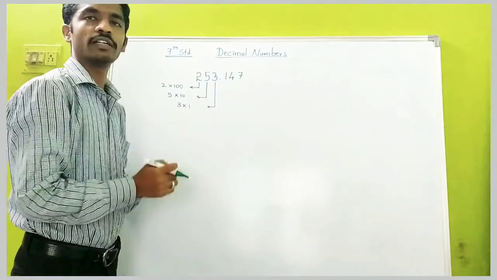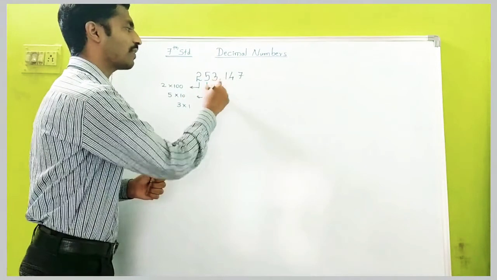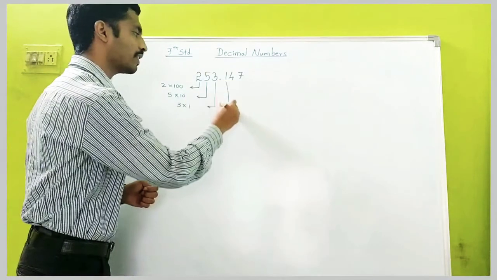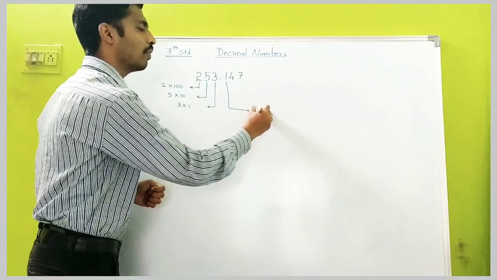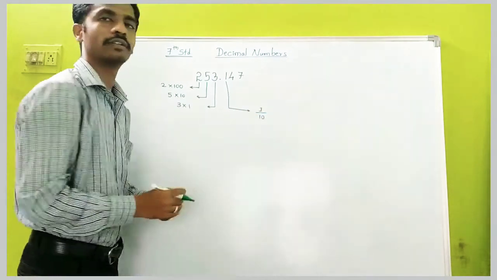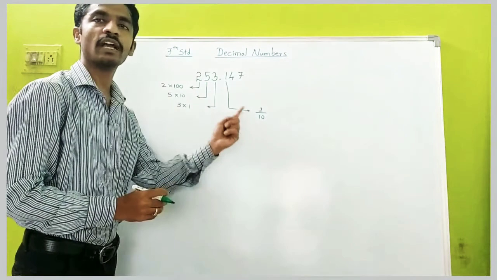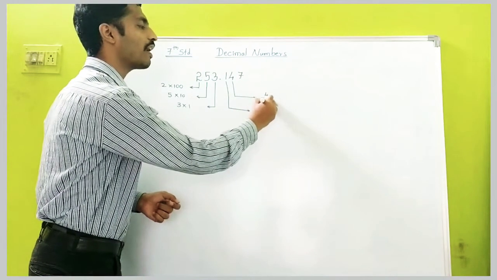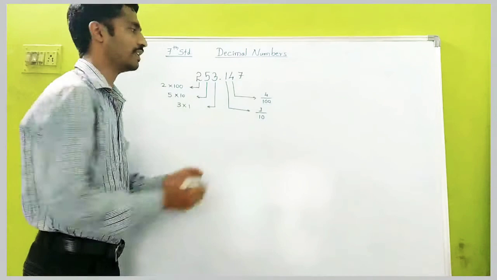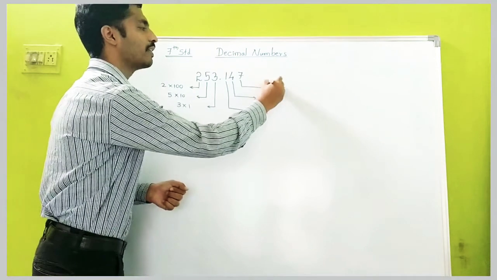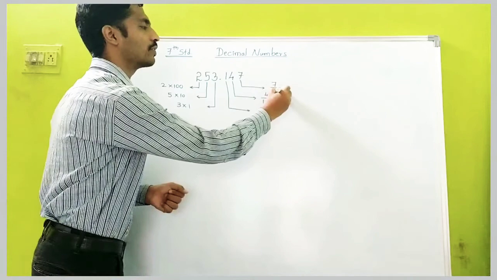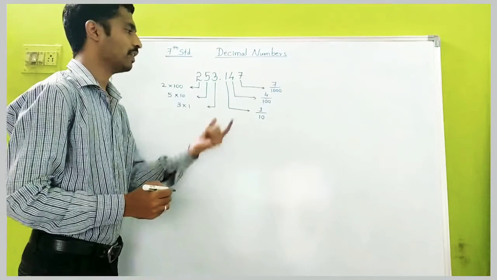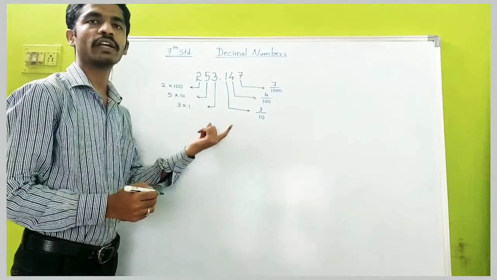Now coming to the decimal part. After the point, going to the right side, the first number we can represent as 1 by 10. 1 by 10 means it is in the tenths place. Next, 4 will give us 4 by 100, it means it is in the hundredths place. Next, 7 will be 7 by 1000, so it is in the thousandths place. After the point we will not get the ones place. Like that we have to expand the numbers.